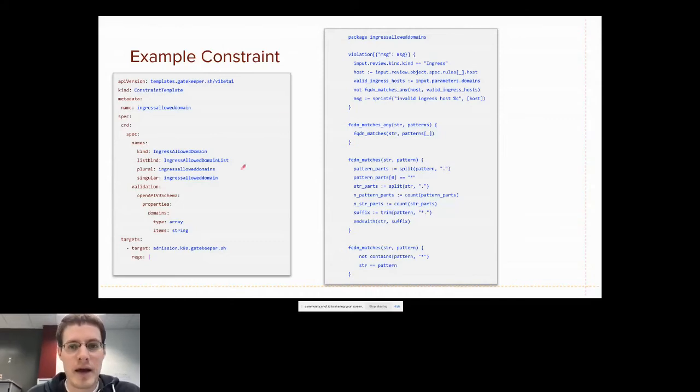Okay. So what this does is a violation would say, if the object is an ingress, grab all the hosts, grab the parameters, domains, and that's something that Gatekeeper allows us to do, which we'll see here in just a minute.